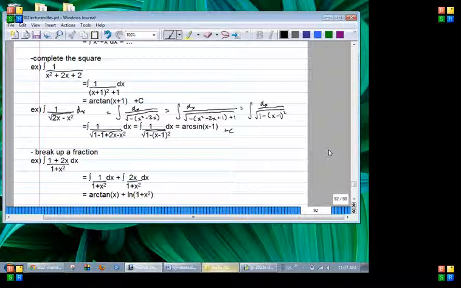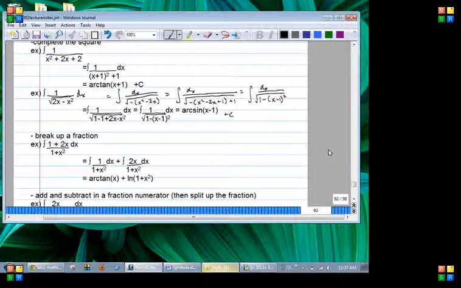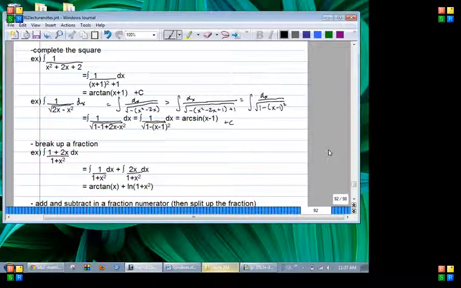Okay. So this algebra trick is something that you should have in the back of your mind as one of your tools, in addition to all the, as we might call them, headline techniques. Okay. Another algebra trick. And this one's even trickier because there's no reason to think of it except that I'm about to tell you about it right now. Add and subtract in a fraction numerator, then split up the fraction. What do I mean by that?